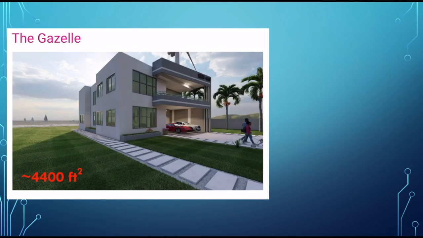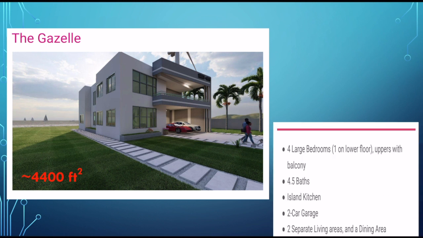The other one that we offer also is called the Gazelle. As the name indicates, it is huge, it is tall, and it is beautiful. So this boasts 4,400 square foot of living area. It has 4 large bedrooms, one of which is again on the lower floor, and it has 4.5 bathrooms, a huge island kitchen, 2-car garage, 2 separate living areas, and a dining area. So you have 2 living areas, one on the lower floor, another on the upper floor, and a dining area. So these are the home designs that we offer.